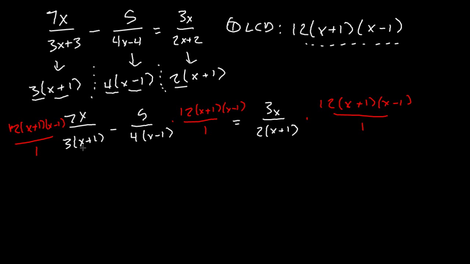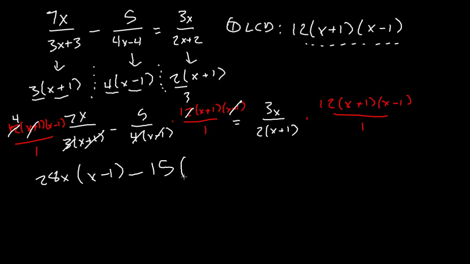Over here our x plus 1's will cancel, and our 3 will also cancel. 3 goes into 12 4 times. Well, 4 times 7x gives me 28x times x minus 1. And over here, our x minus 1's cancel, and 4 goes into 12 3 times. Well, 3 times 5 gives me 15. So minus 15 times x plus 1.